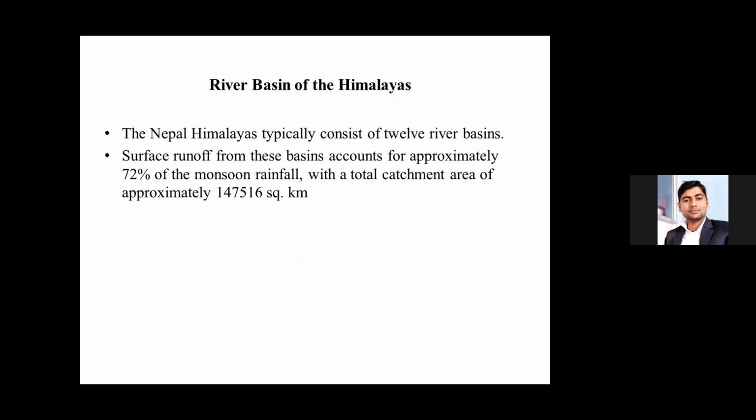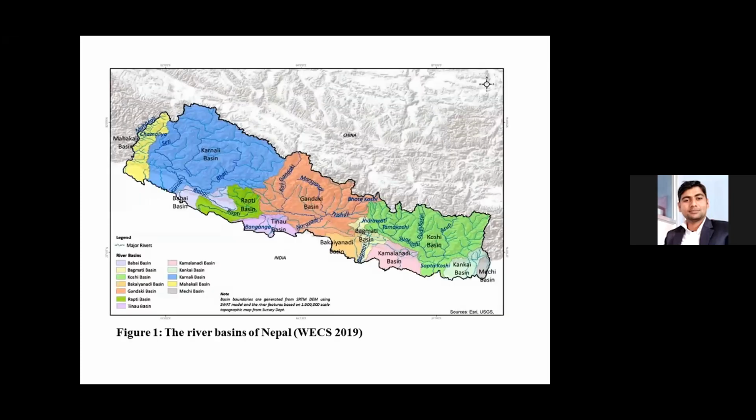And while talking about the river basins, there are 12 major river basins in the Nepal Himalaya, which drain about 72% of the monsoon rainfall to the Indo-Gangetic plains, through the different tributaries of the rivers of the Nepal Himalayas. These are the river basins of the Nepal Himalaya that are presented in a map of Nepal.